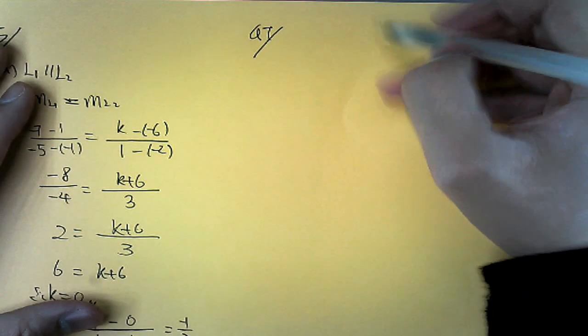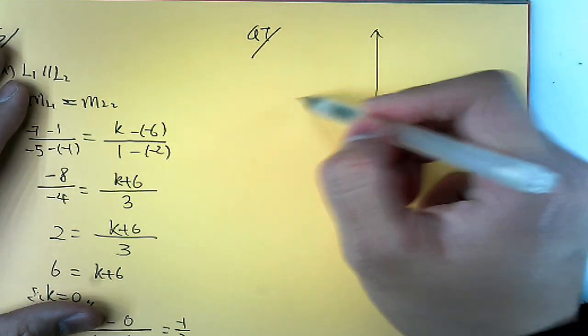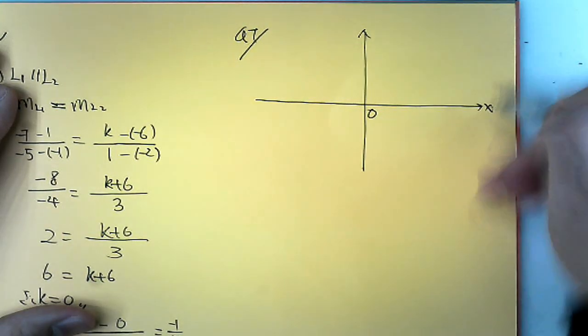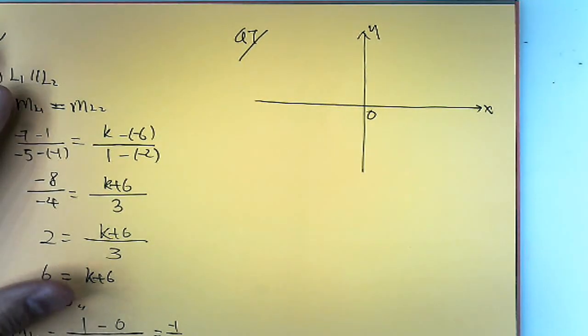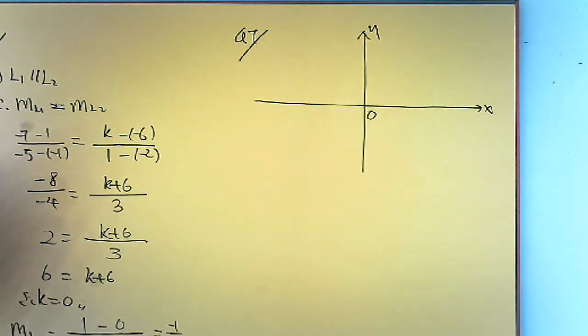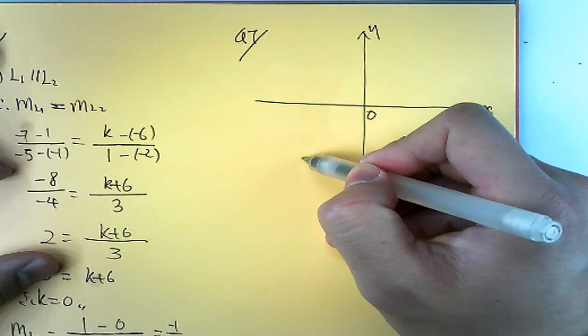So better we can draw. Okay, you just follow my way to draw it. O, X, Y. Okay. So O is already here, right? So P, okay, and Q. So draw the Q first. Q is minus 4, minus 6. So put it here.